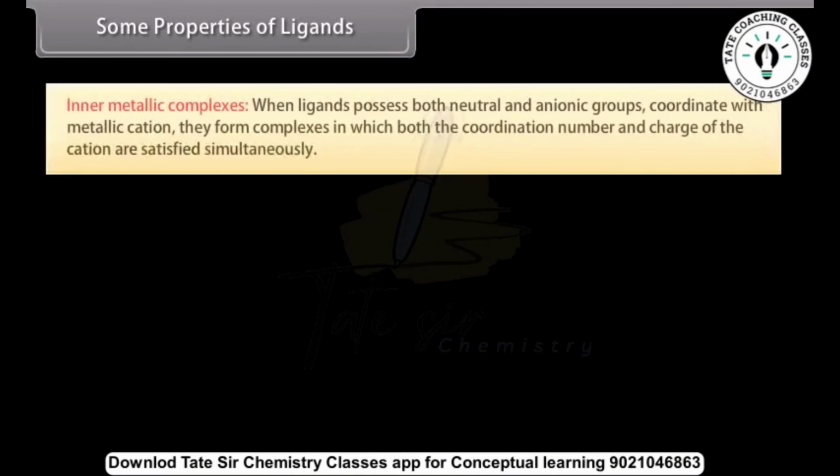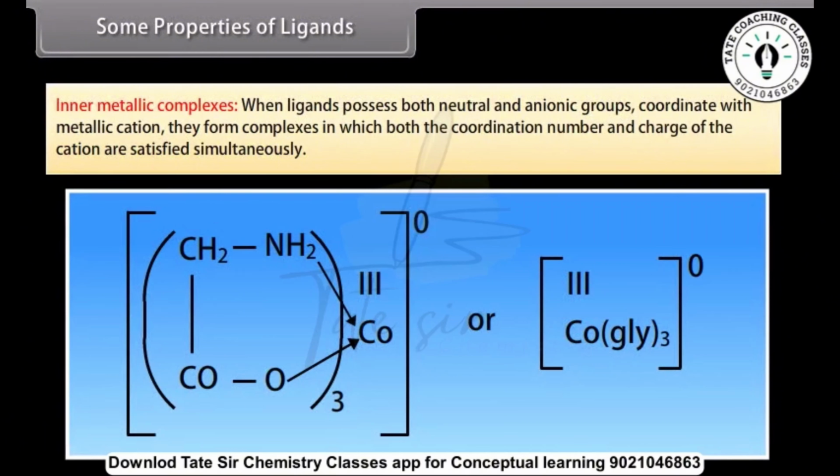Some properties of ligands. Inner metallic complexes. When ligands possess both neutral and anionic groups, coordinate with metallic cation, they form complexes in which both the coordination number and charge of the cation are satisfied simultaneously.